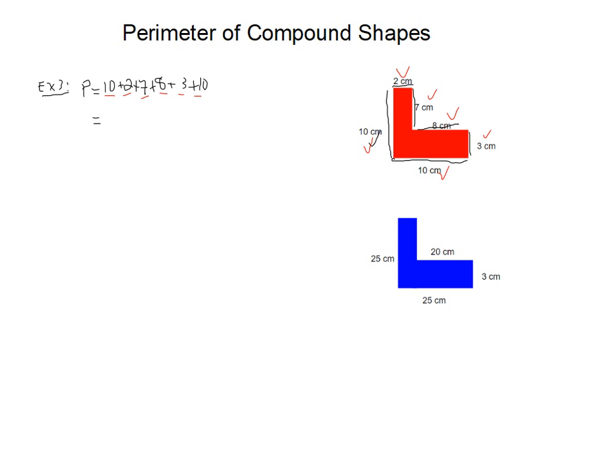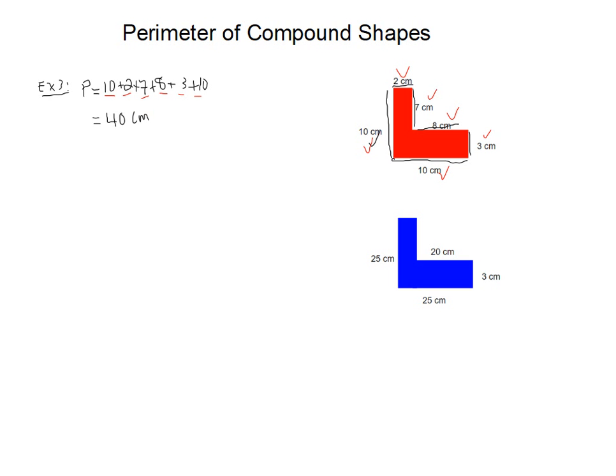10 plus 2 is 12, plus 7 more is 19. 19 and 8 would give us 27, plus 3 more would give us 30, plus 10 more should give us a total of 40 centimeters. So the perimeter of that shape was 40 centimeters.